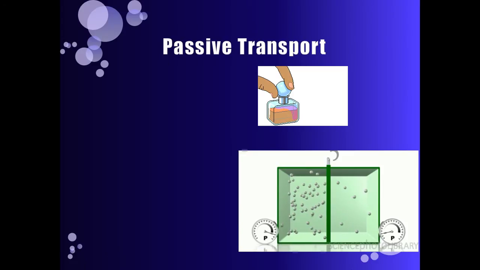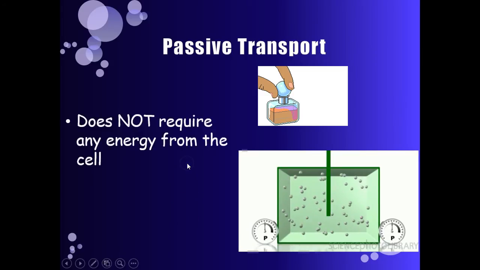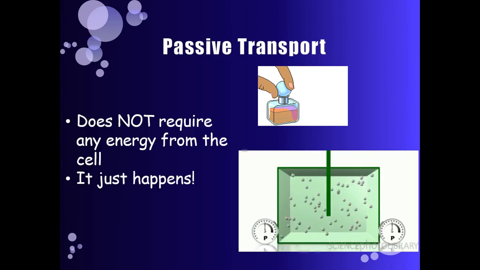So if we remove this green wall, what do you think will happen? Once the wall is removed, the things from the high concentration should go to the low concentration. And you can see that the molecules spread out until they are equal, called equilibrium. Passive transport doesn't require any energy from the cell, it just happens.